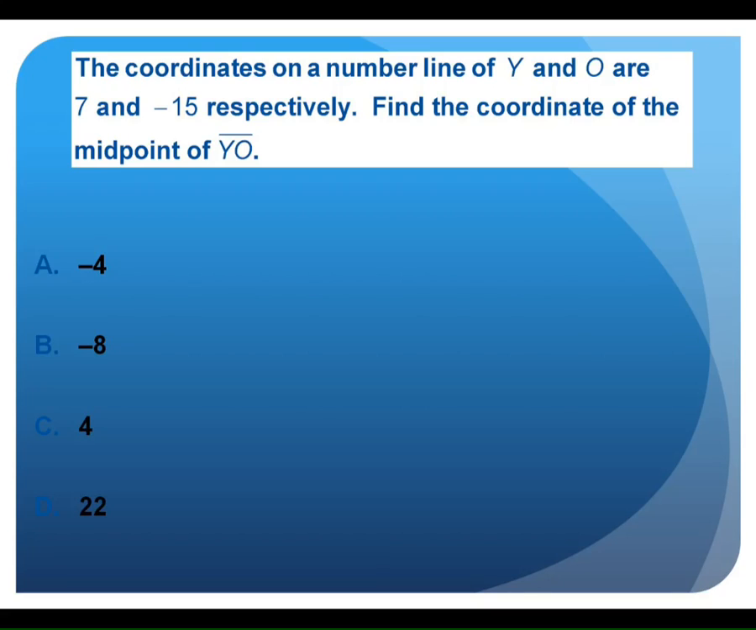Same thing here. We won't go through this one. I would add 7 and negative 15 together. Okay? If I have $7 and I take away $15, I'm in debt $8. Okay? Then I divide that by 2, and I would get negative 4.